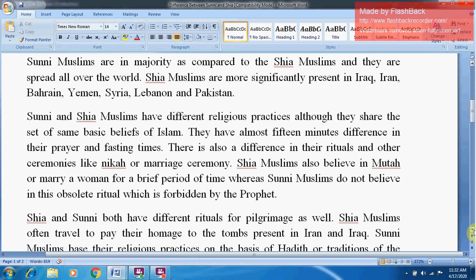They have almost 15 minutes difference in their prayer and fasting times. There is also a difference in their rituals and other ceremonies like nikah or the marriage ceremony. Shia Muslims also believe in muta, or marriage of a woman for a brief period of time, whereas Sunni Muslims don't believe in this obsolete ritual, which was forbidden by the Prophet.